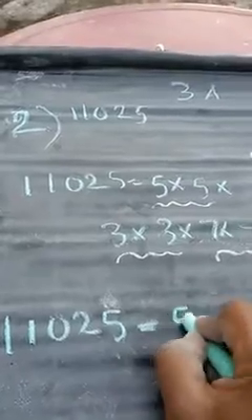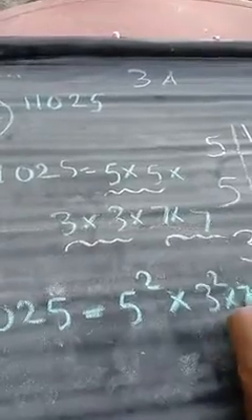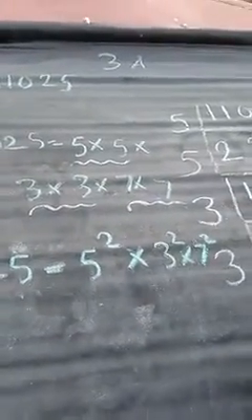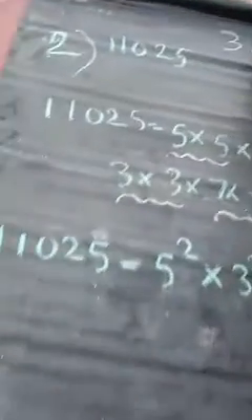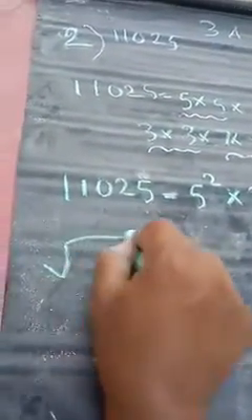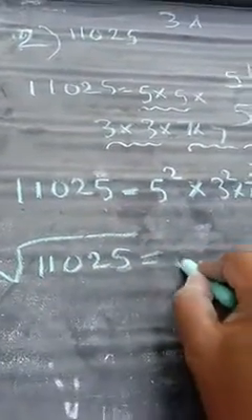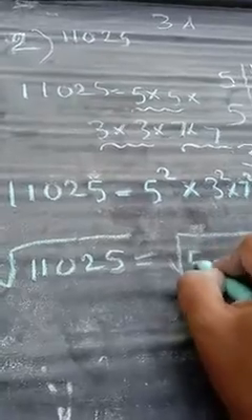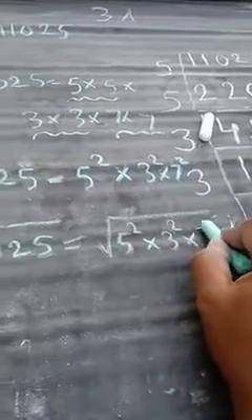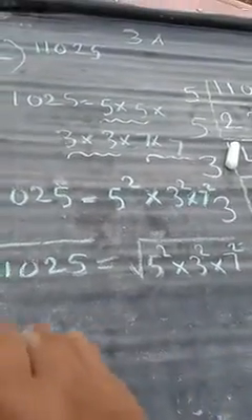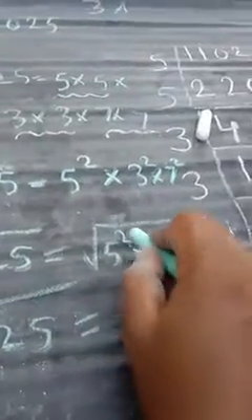5 two times means 5 square, into 3 two times means 3 square, into 7 square. Okay, 5 square into 3 square into 7 square. We want to find the square root. So the square root of 11,025 is equal to, here also you take the square root, the square root of 5 square into 3 square into 7 square. Therefore the square root of 11,025 is equal to, what is the square root of 5 square?